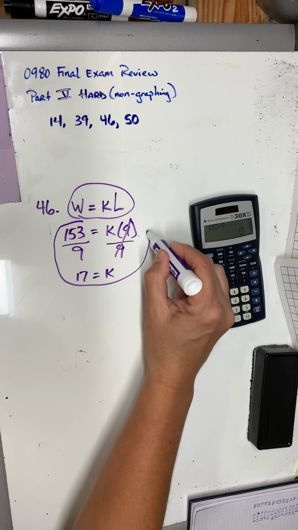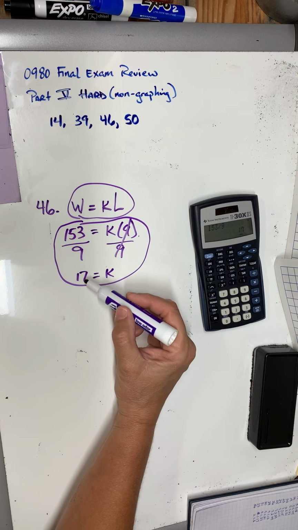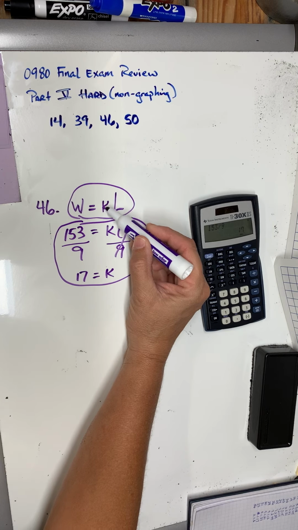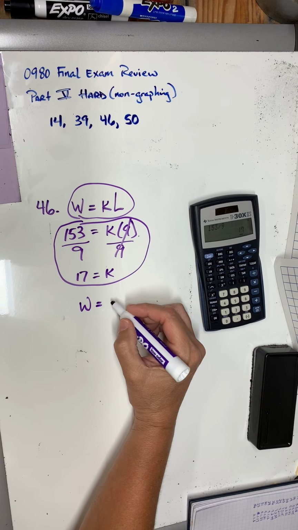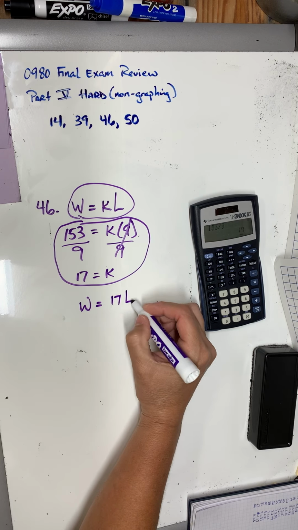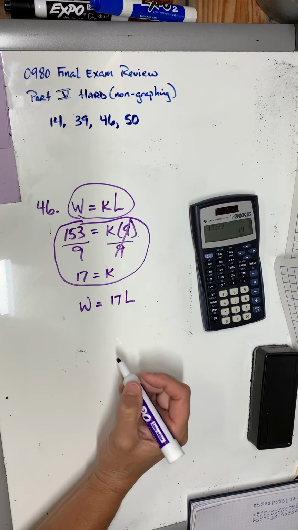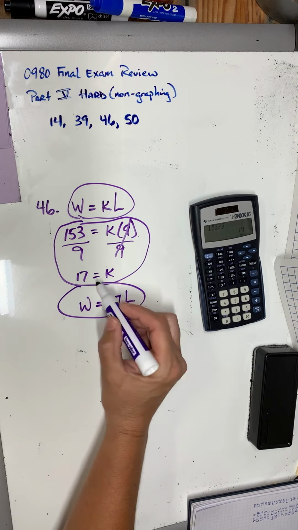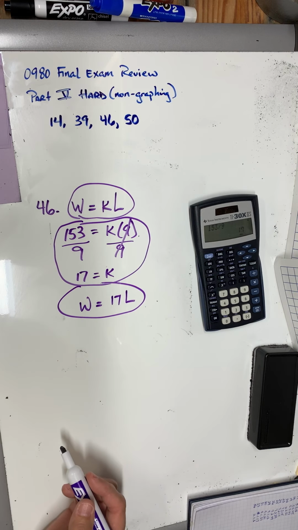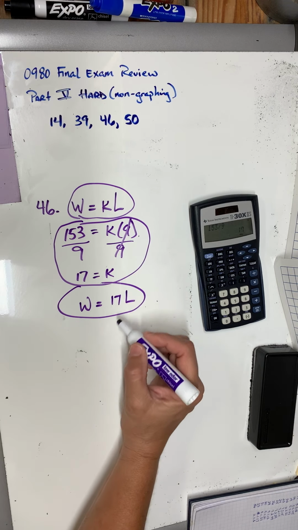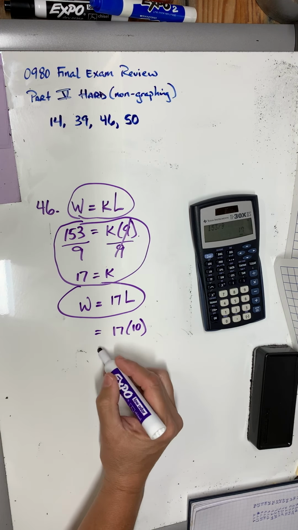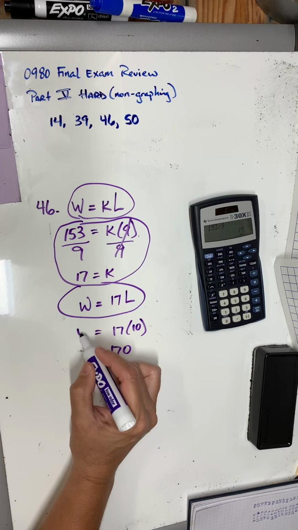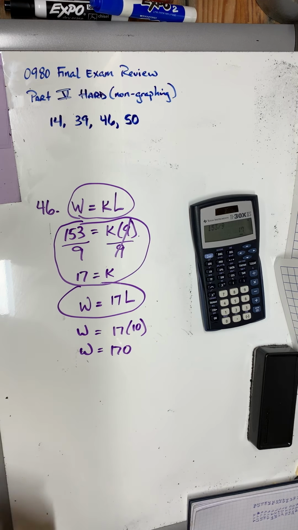This was step two. Step three, I'm gonna put 17 where the K was so that I actually have a working formula. So I get W equals 17L. So this is step three. And now I'm ready to answer the question, which says, what is the weight of a 10-foot boat? So if my boat is 10, then my weight must be 170. And that's it.